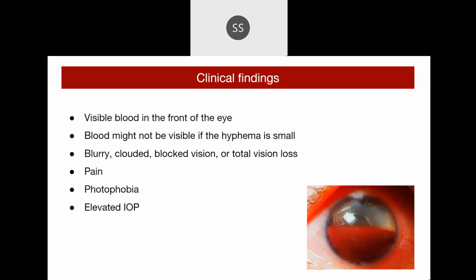Okay, a patient with traumatic hyphema will present with clinical findings such as visible blood in front of the eye, as we can see in the picture. If the blood is small, it might not be visible. The patient might also complain of blurry, clouded, or blocked vision, or total vision loss. The patient might also complain of pain, photophobia, and elevated intraocular pressure, which is due to blockage of the trabecular outflow by red blood cells or inflammatory debris. Okay, next slide.